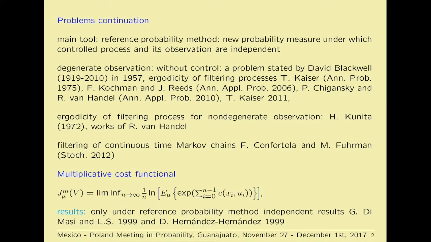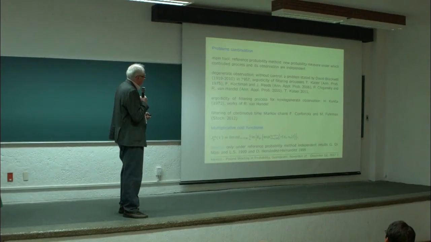So the result I mentioned was based on this. What about degenerate observation, the observation I mentioned here? The problem is rather old. It was stated by Blackwell in 1956. He was a very well-known statistician, and at a conference in Lévy in 1957 he posed this problem.